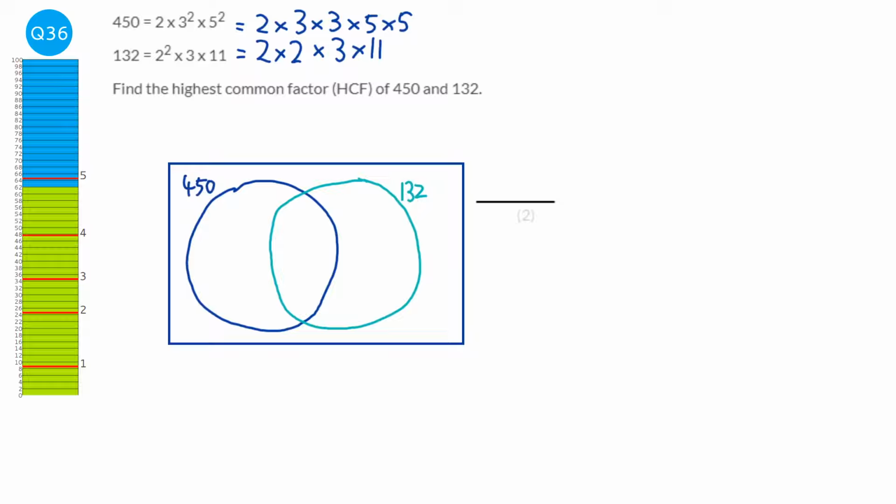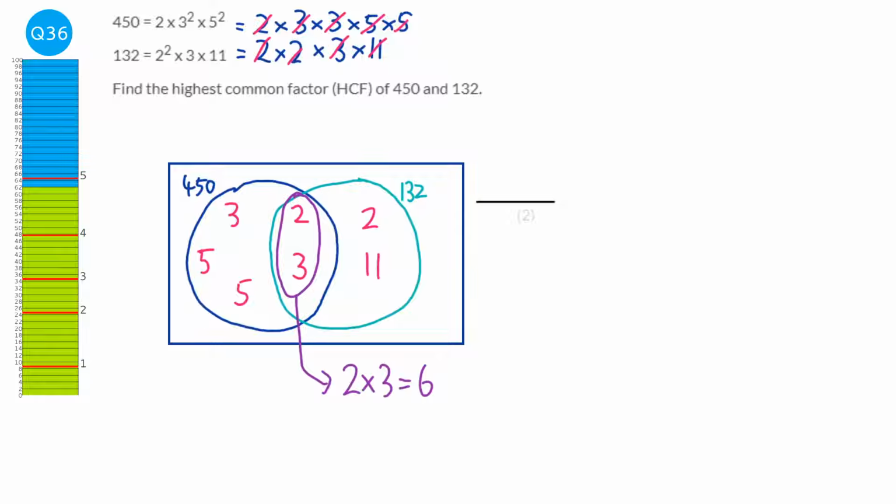So we'll start with the 450 and the numbers. So actually looking at the factors at the top, the prime factors, we can see they both have a 2 in them. So I cross them both out and put 2 in the middle. We can see they both have a 3 in them. So cross those 3's out and put a 3 in the middle. And then 450 has a 3, a 5 and a 5. And 132 has the 2 and the 11. So to find the highest common factor, as I said, you multiply all the numbers that are in the middle.